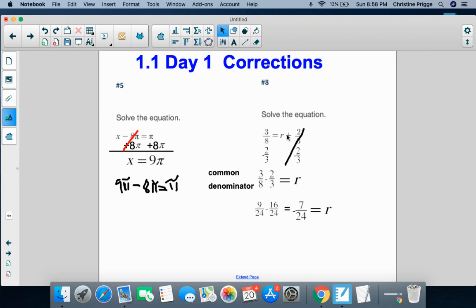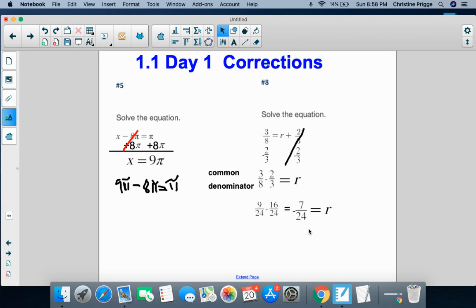Negative 7/24 plus 2/3, which we already determined was negative 16/24. If we add the opposite, we would get negative 7 plus positive 16, which would give me 9/24, which reduces to 3/8. That's a long way to go to get that answer.